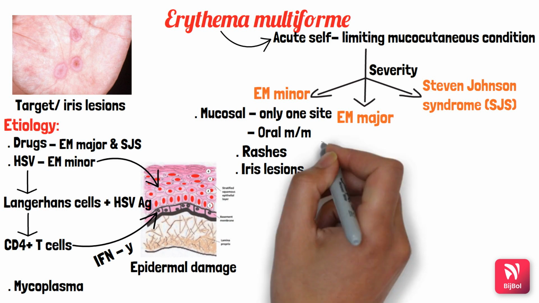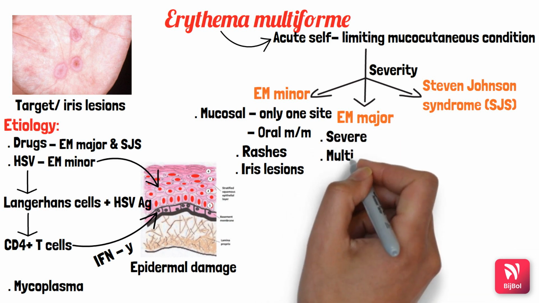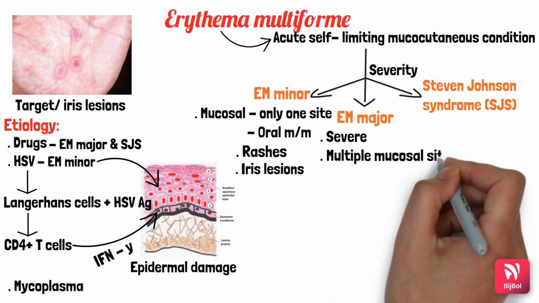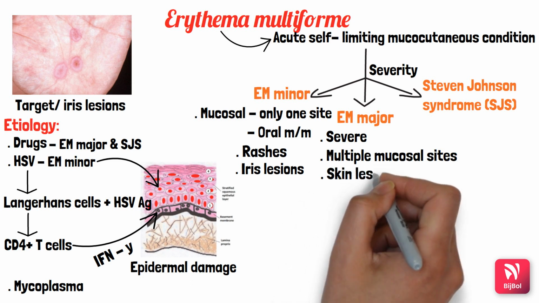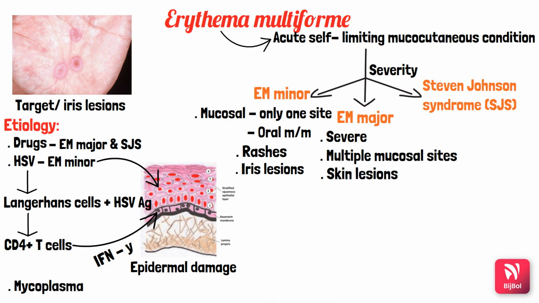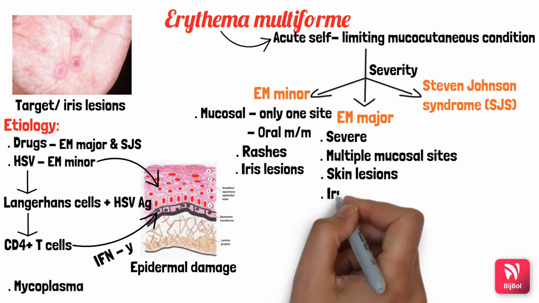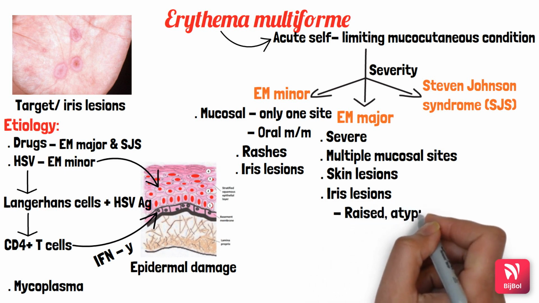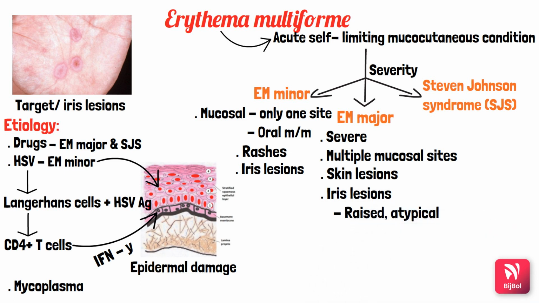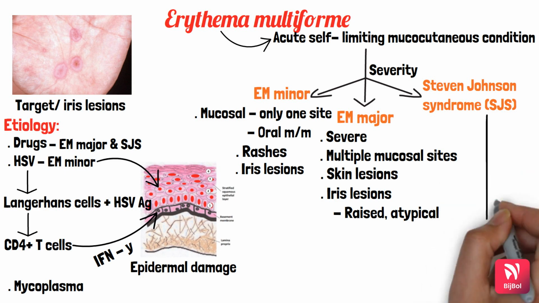These lesions will be flat in nature. Whereas erythema multiforme major is a little more severe compared to minor, wherein multiple mucosal sites will be involved. And also systemic manifestations will be similar to that of the minor. Here also we will see target or iris lesions, but these iris lesions will be raised and atypical, that means we can palpate them, whereas in minor they will be flat in nature.